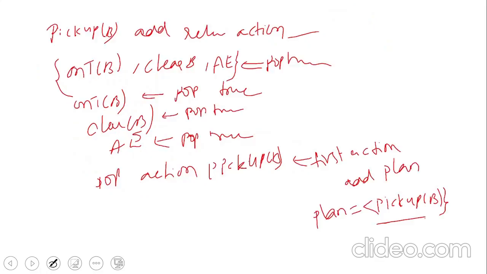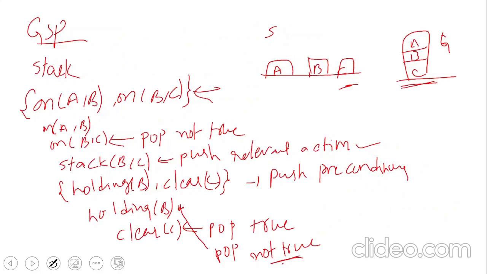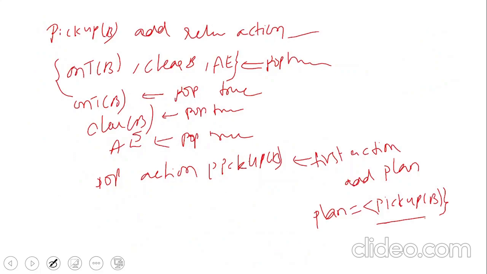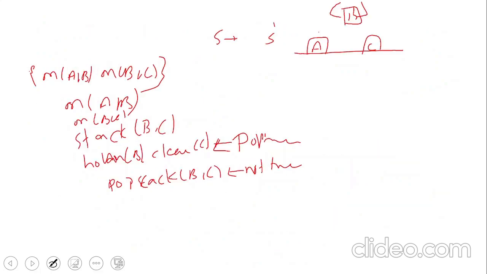Okay, stack. We are not having anything. Sorry, so stack BC, we popped that one. Okay, now we popped that one. We are not having anything. Okay, pop that one. So now what will we get for the plan?